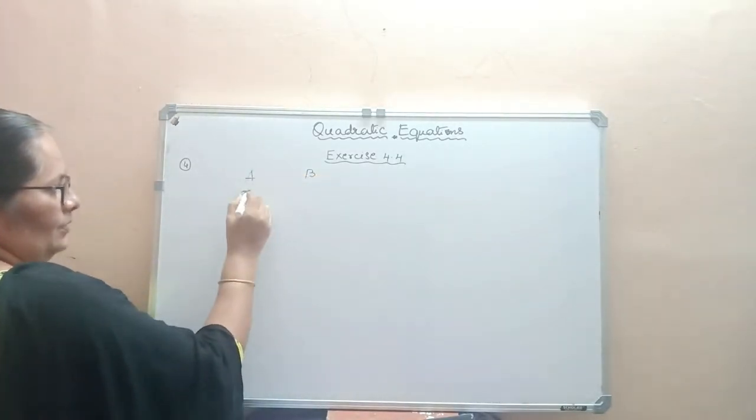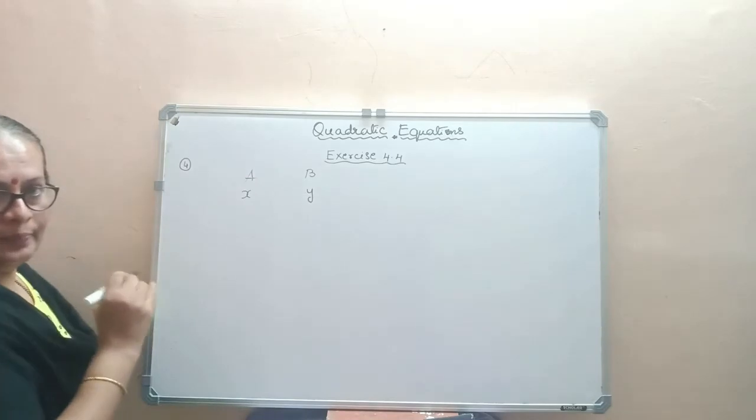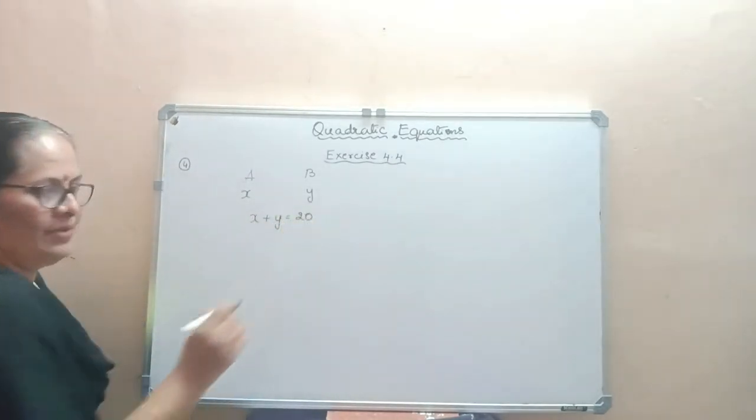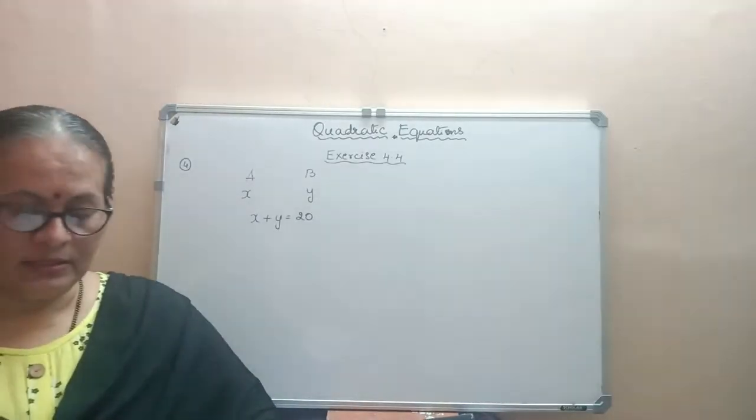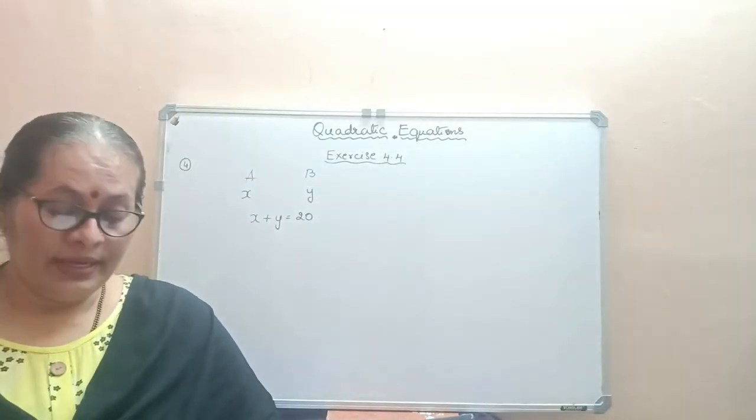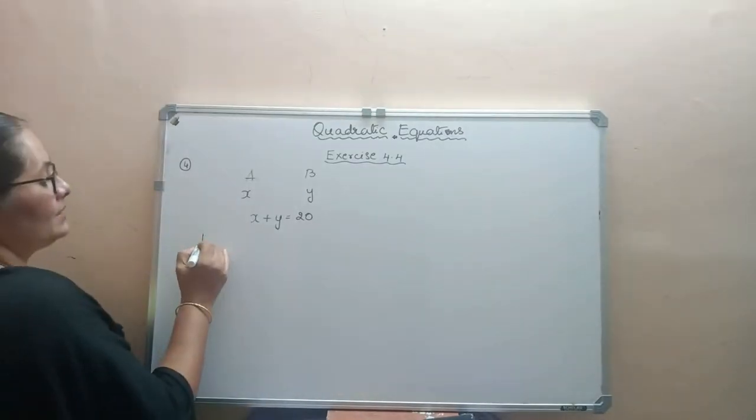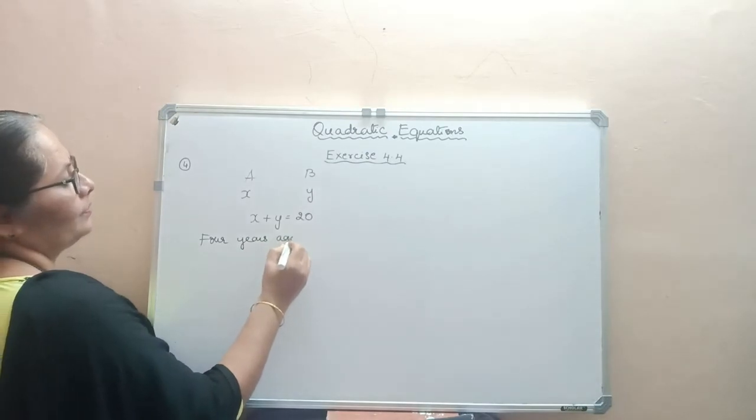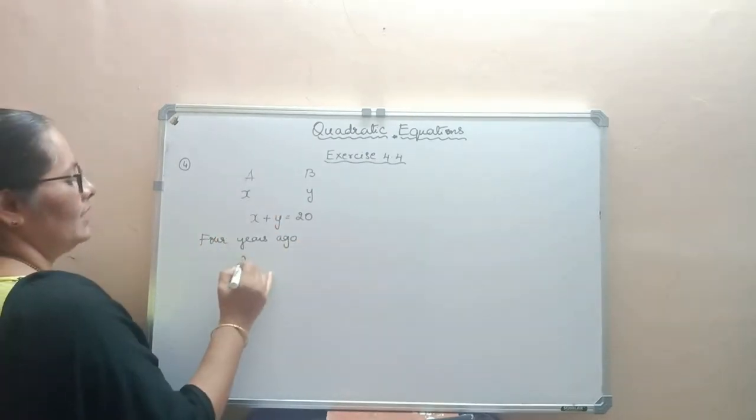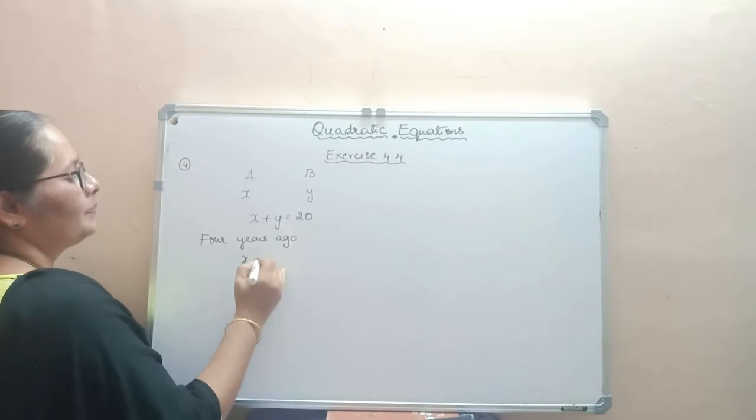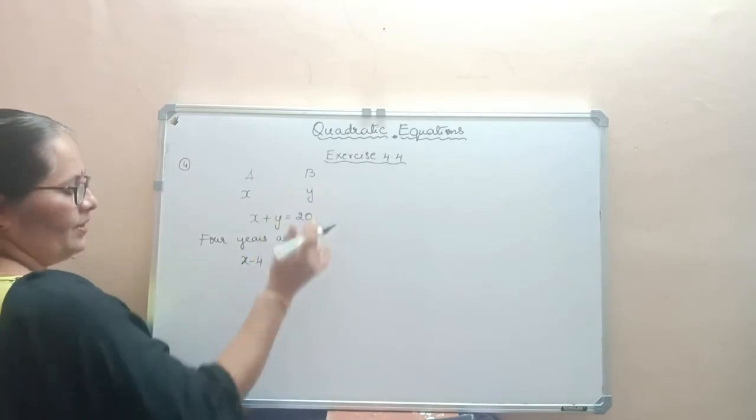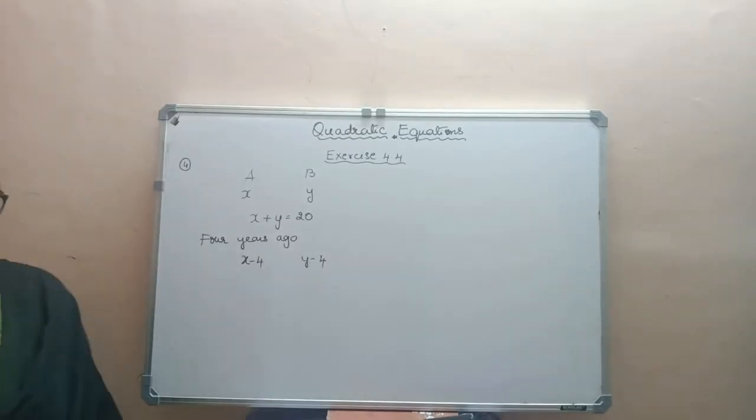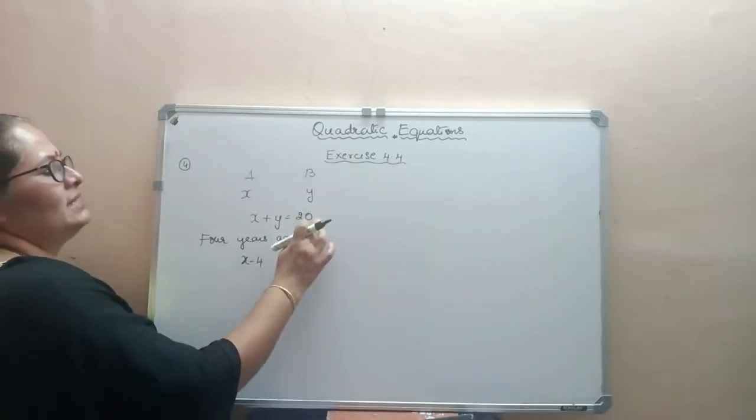So one you take as x, the other one is y. The sum of their ages, that is x plus y equals 20. Four years ago, what will be the age? Friend A, x minus 4, and friend B, y minus 4. Right? Now, the sum of their ages is 20.